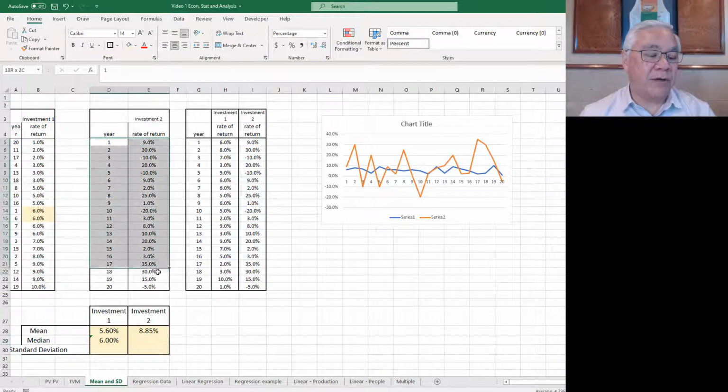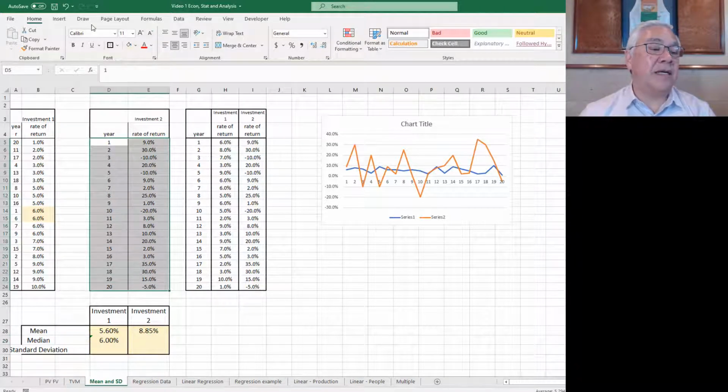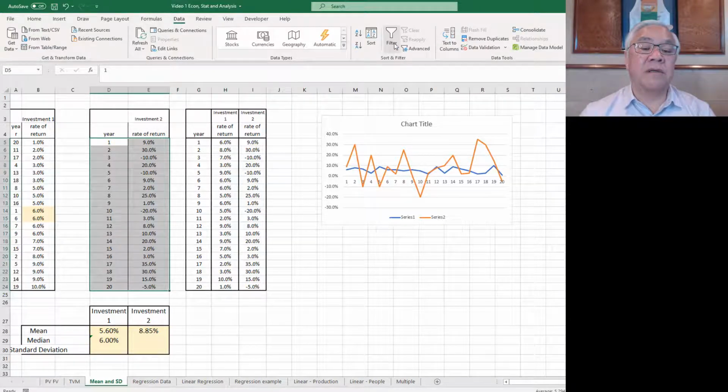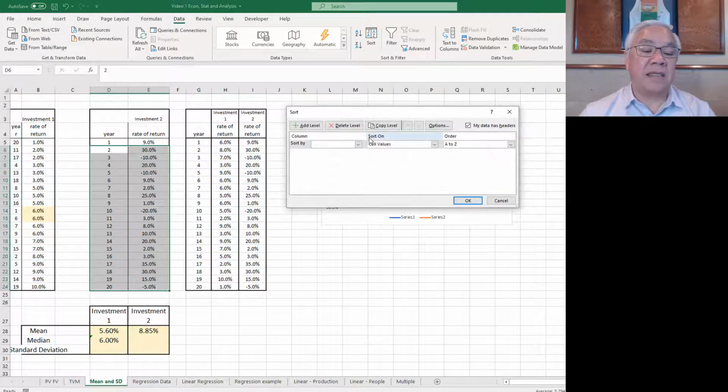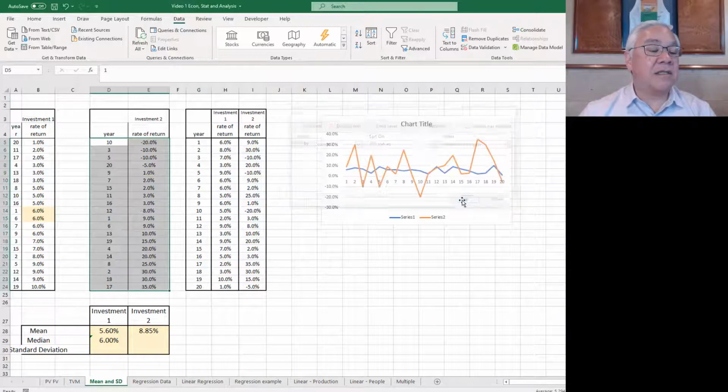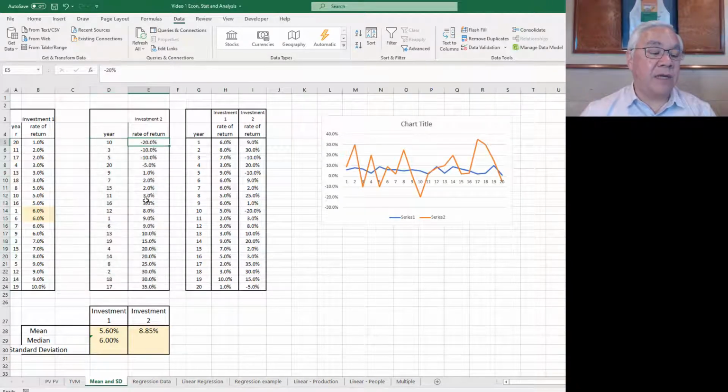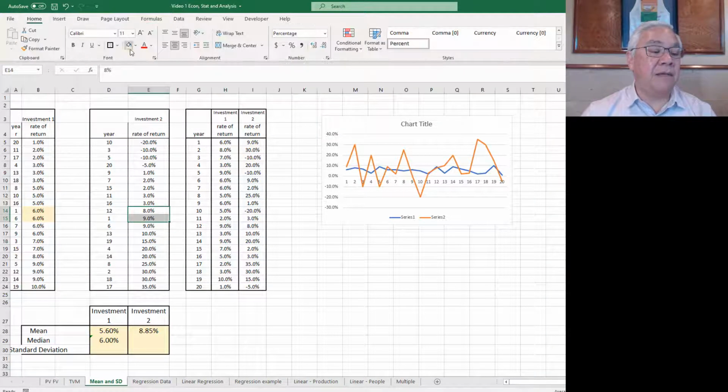All right, so we go here, and again, data, sort, and select column E, and then small to largest, and the array is negative 20 up to positive 35. So much more volatility, as we saw. Again, we'll count. Actually, we can see where it's going to be right here, right? Those are the points that will define the median.